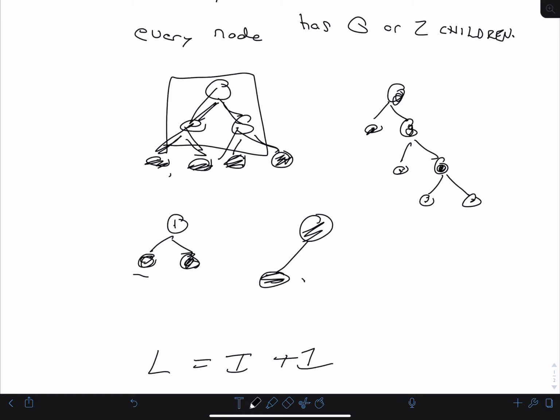However, this one is not a full binary tree because it would need a child here. So that's why it breaks on that one. So no panic there. This, however, is a full binary tree. So here we have 1, 2, 3 internal nodes and 4 leaf nodes. So as you can see, that property only holds for full binary trees.